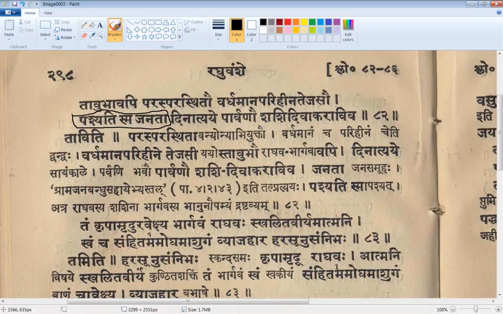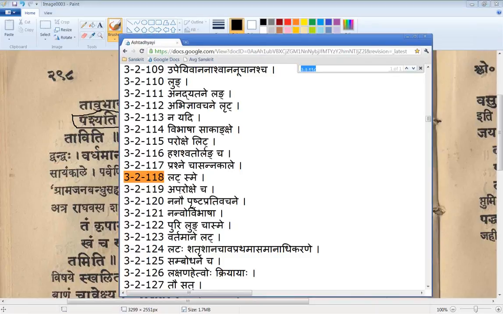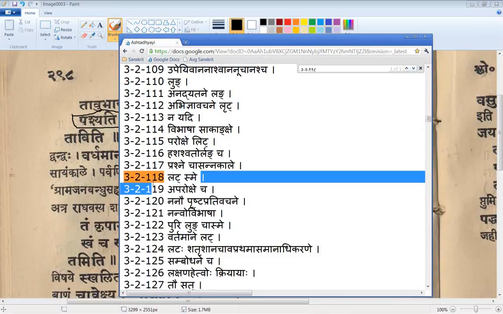So if you take it with that part, it should be parokshe, because Kalidasa was not there. So this Pashyati Sma Janata should be taken as 3.2.118, Latsme the sutram. I think in the document by mistake, last time I put 3.2.119. That is aparokshe. Only the speaker experienced the action in 3.2.119; 3.2.118 is latsme. So it's a very convenient device.